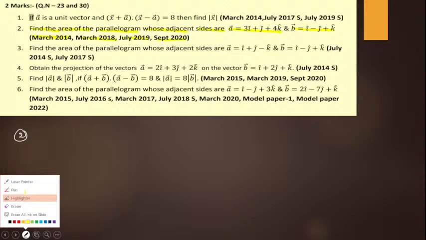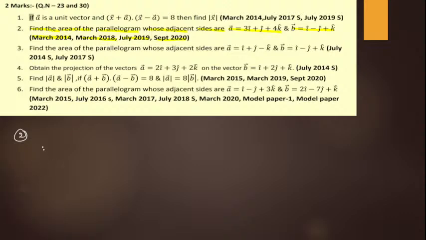Area of parallelogram, we already know that from the cross product. See, area of a parallelogram. Okay? See, if it is your parallelogram and provided its adjacent sides are given, let us take this is vector a and this is vector b, which are adjacent sides, then area is given by simply nothing but magnitude of a cross b.